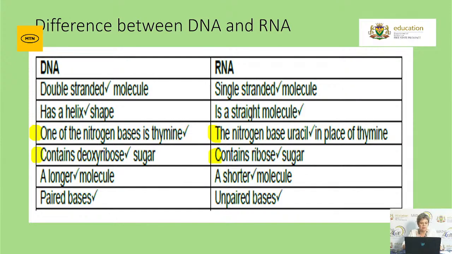Again, you have to read very carefully. If they ask what are the differences between DNA and RNA, you can mention any of these. But if they ask what are the differences in the nucleotide base, or what are the differences in the nucleotides of DNA and RNA, then we can only refer to the nitrogen base being thymine in DNA and uracil in RNA, and DNA containing deoxyribose, and RNA containing ribose. So read carefully, what do they ask? Do they ask for the differences, or do they ask for the differences in nitrogen bases?